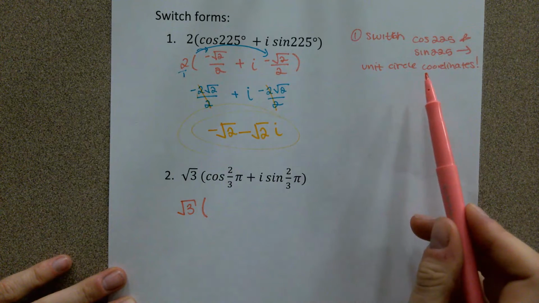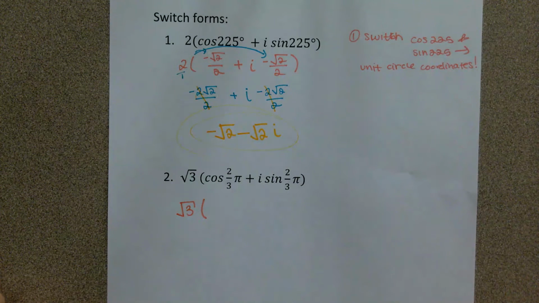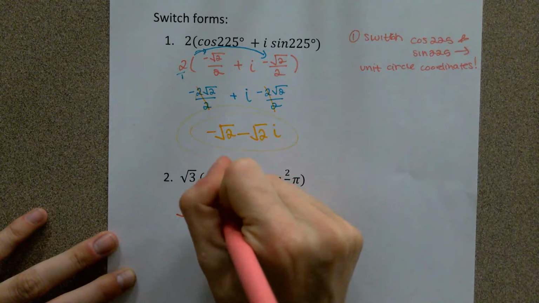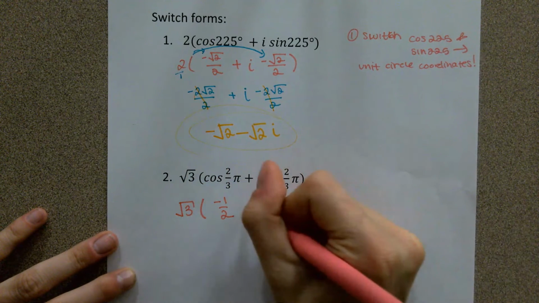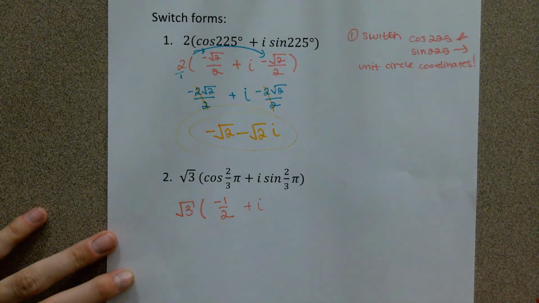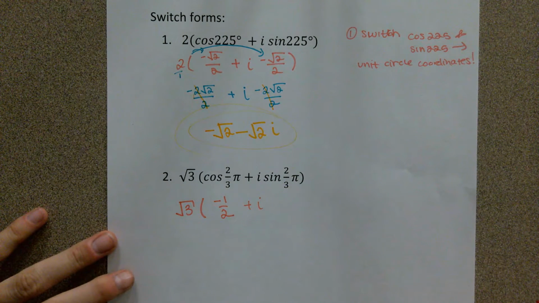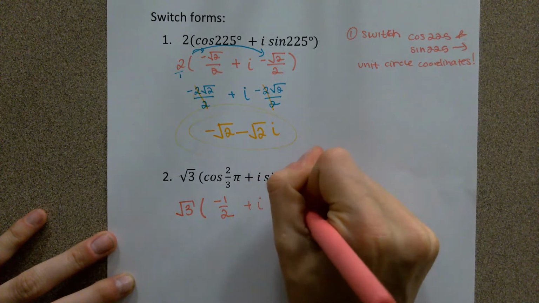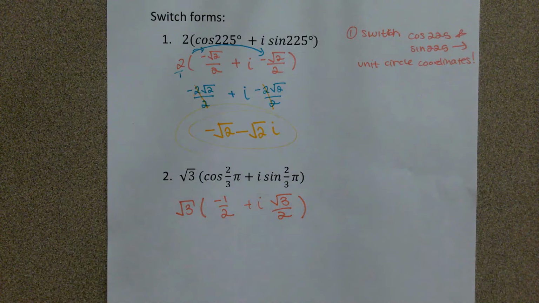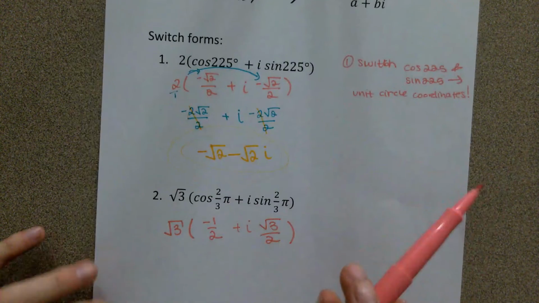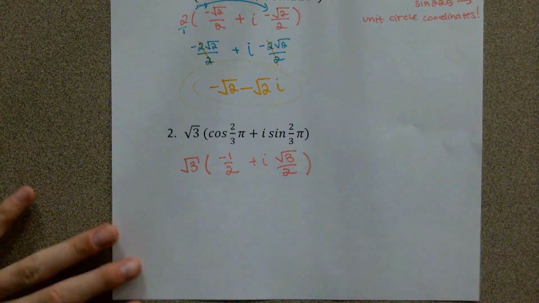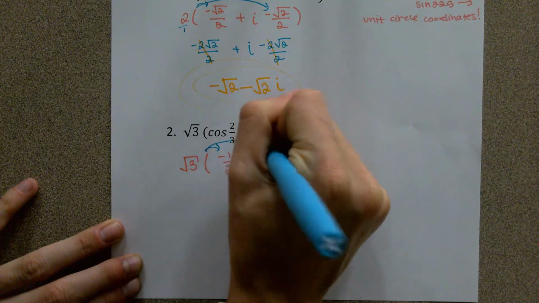So step 1 up here. Cosine of 2/3 pi is negative 1/2, and sine of 2/3 pi is root 3 over 2. All right, once again, we don't want this r hanging out here. We want it to look like this. So we're going to go ahead and distribute that root 3 through to both terms in here.